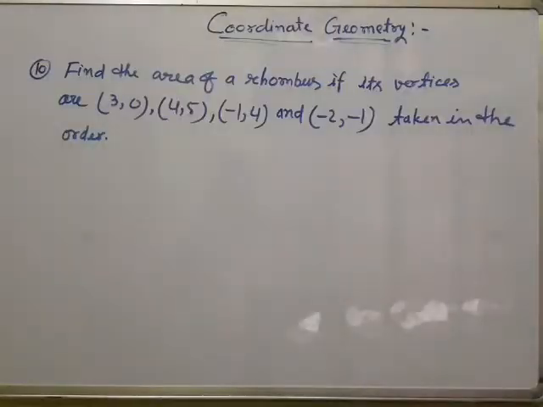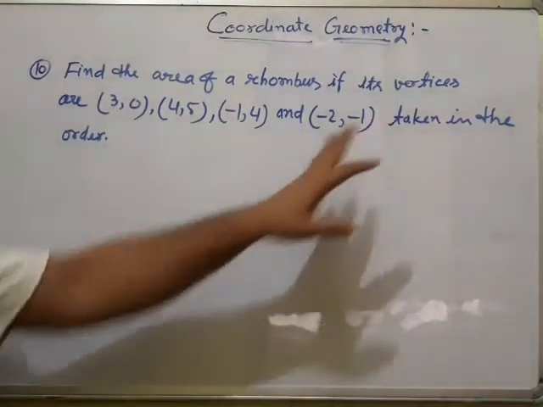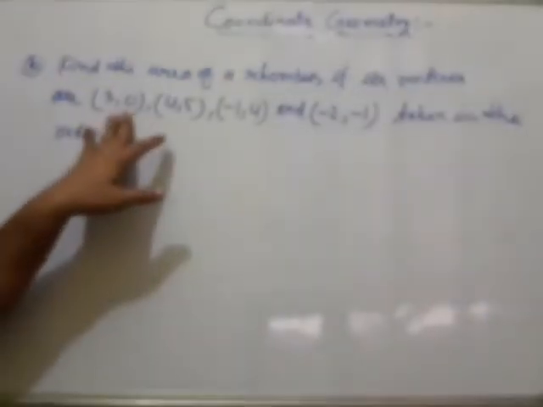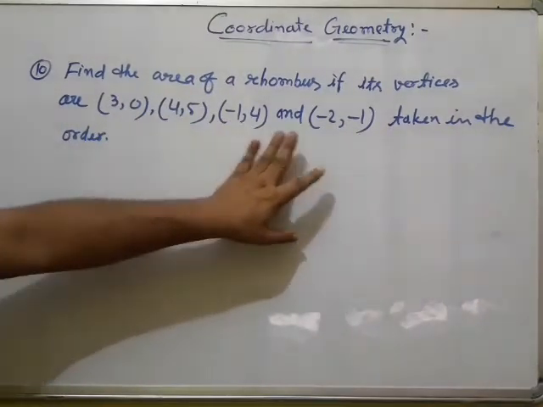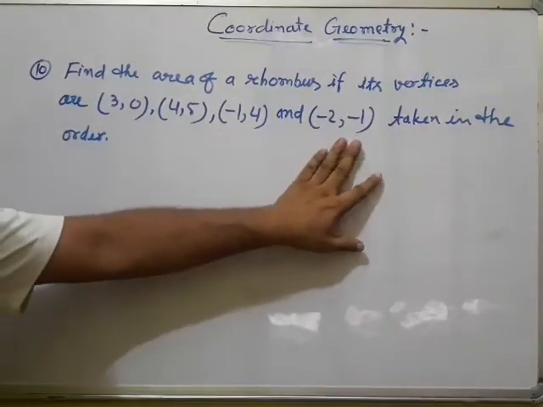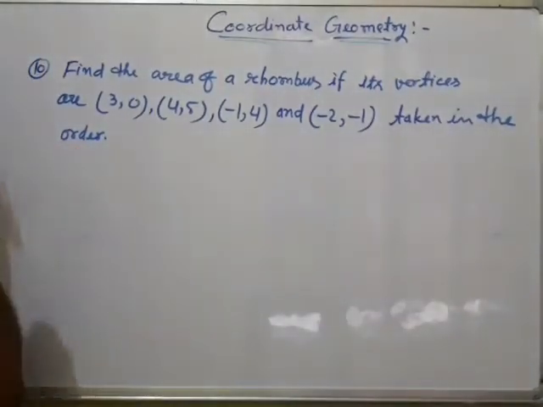Now your question number 10. Find the area of rhombus if its vertices are (3, 0), (4, 5), (-1, 4), (-2, -1) taken in order. Clear? यहाँ हम कह रहे हैं कि rhombus है. Find area के हमें क्या find करना है? Area of the rhombus. Clear?